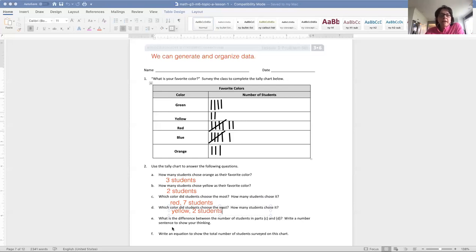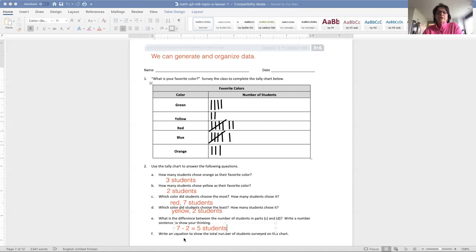All right. Next question, question E. What is the difference between the number of students in parts C and D? Write a number sentence to show your thinking. Well, in C, there were 7 students that chose red. In D, there were 2 students that chose yellow. So if I want to write a number sentence to find the difference, I would write 7 minus 2 equals 5. But again, I want to dress that up, 5 students.